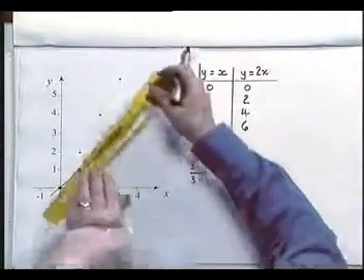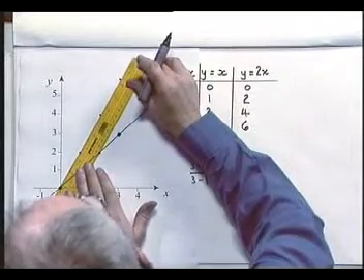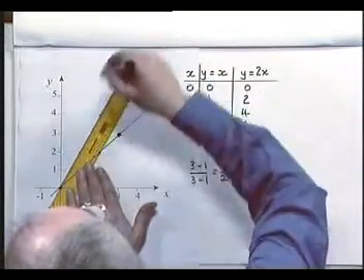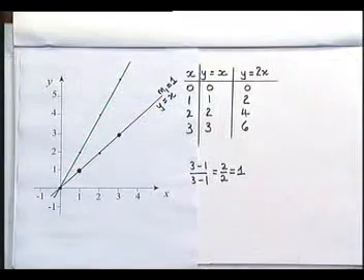And again, we have a straight line graph, and again, this line passes through the origin.